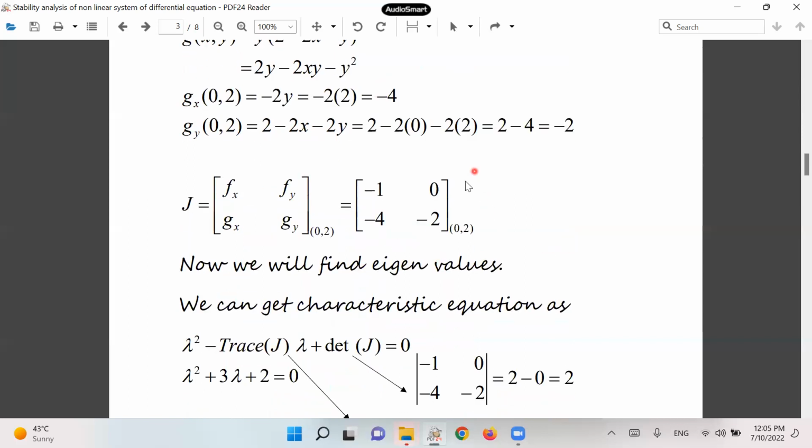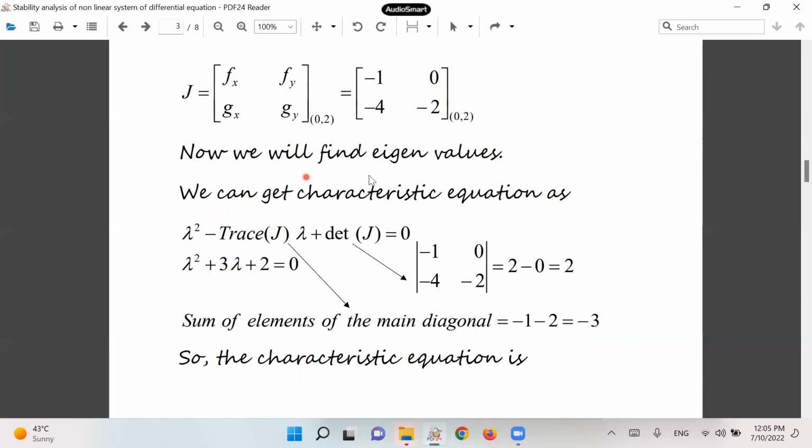So after finding these terms, we are going to substitute these values in the J matrix. So the J matrix becomes minus 1, 0, minus 4, and minus 2. Now we are going to find the eigenvalues. How to find the eigenvalues?